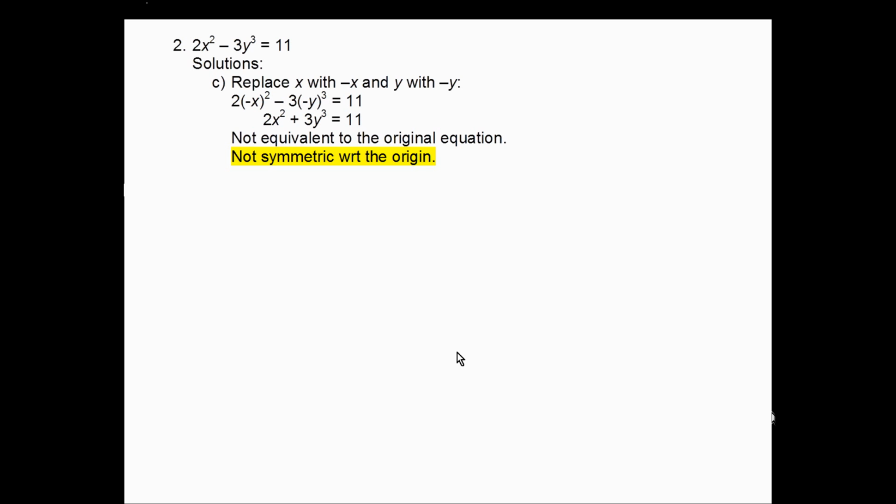Okay, again, remember, for testing symmetry with respect to an axis, let the other variable be 0. For the origin, replace the other variable with its opposite. For the origin, replace both variables with their opposites.